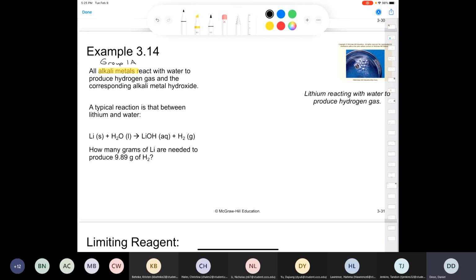Got a problem because it's not balanced, is it? Anyhow, it says how many grams of lithium are needed to make 9.89 grams of hydrogen? Well, the first thing that we need to do is balance the equation. So let's rewrite it. So we have lithium plus H2O, and I'm leaving the phases of matter out. You can include them. I'm leaving them out because I'm just trying to balance the equation.